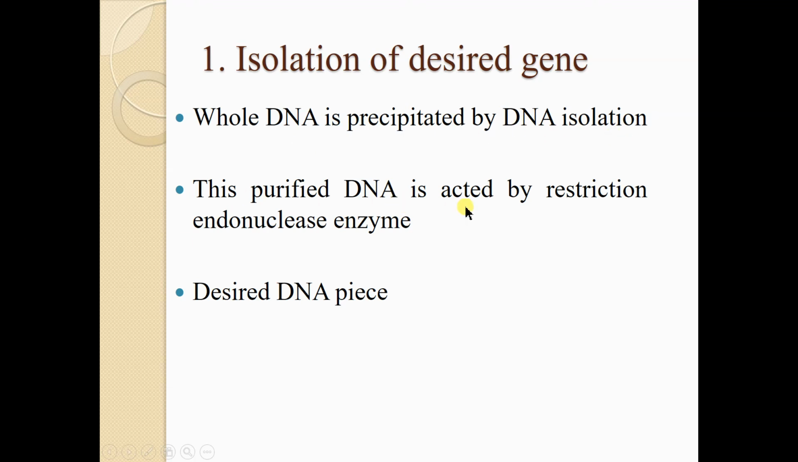Once the DNA is isolated, this is one technique, where the DNA is directly isolated. This purified DNA from the particular species is acted upon by a specific enzyme, the restriction endonuclease enzyme. According to their specific recognition sequence, these restriction endonucleases will cut the whole genome into fragments. From that, our DNA of interest will be selected out and inserted into the vector molecule by the same restriction endonuclease and DNA ligase enzyme.